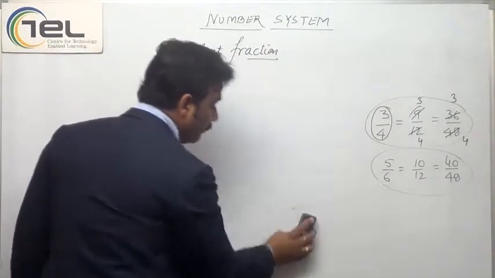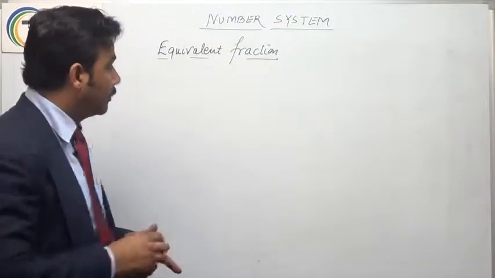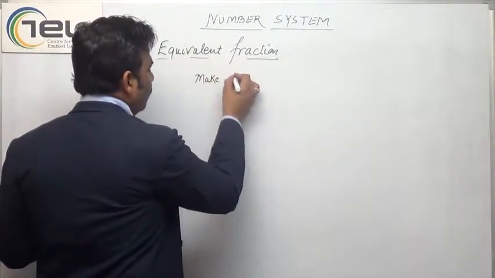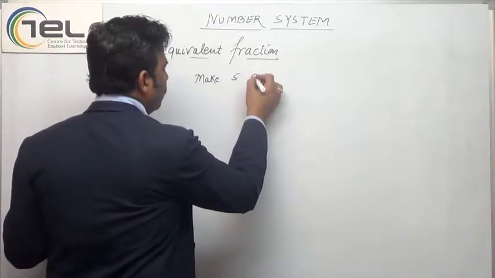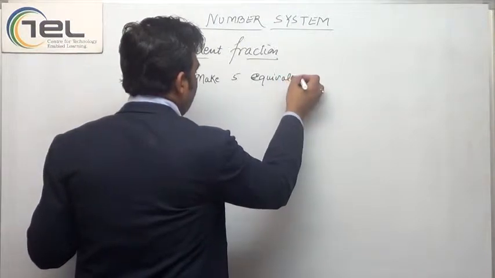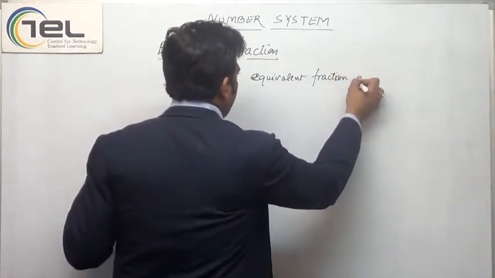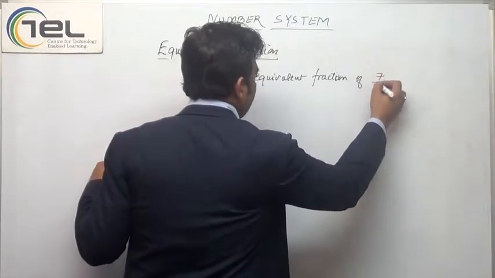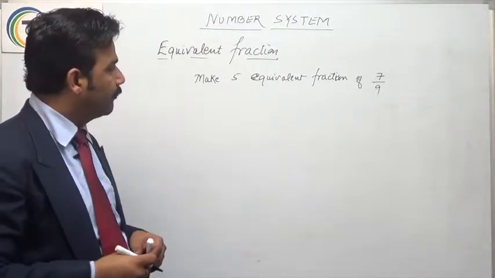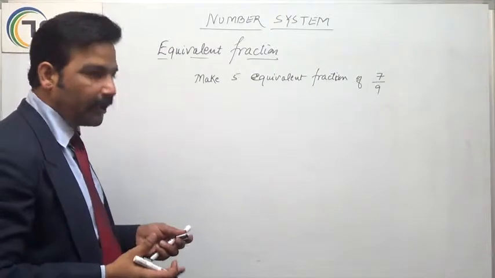I will give you more examples. There can be a question like that: make 5 equivalent fractions of 7 by 9. 7 by 9 is a fraction or a rational number.